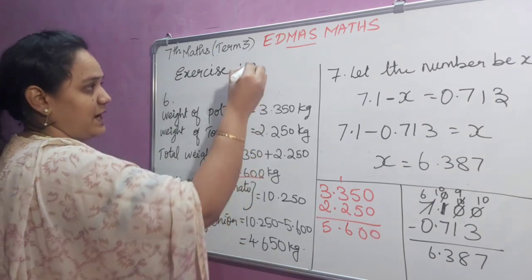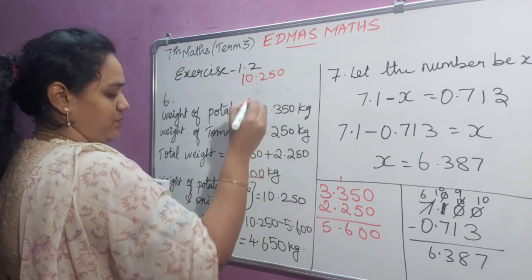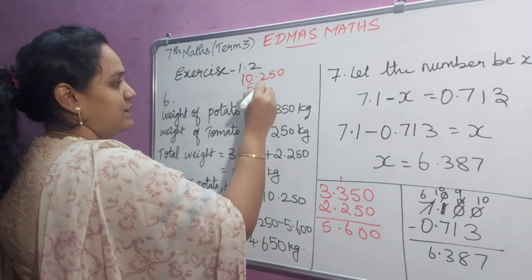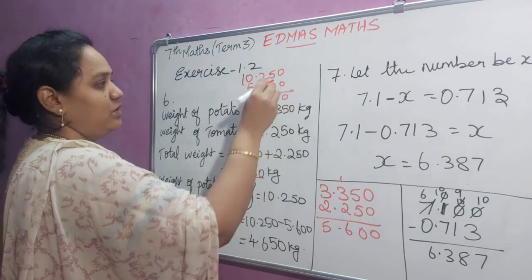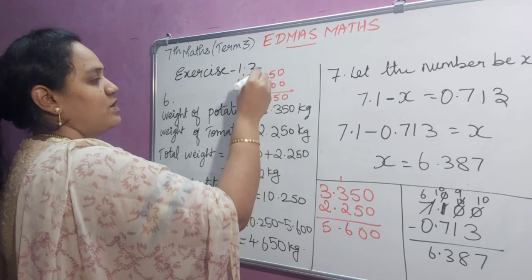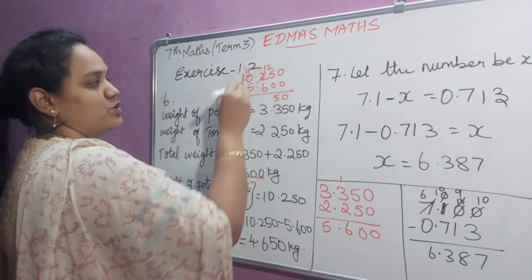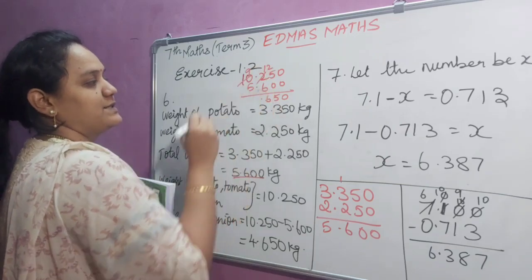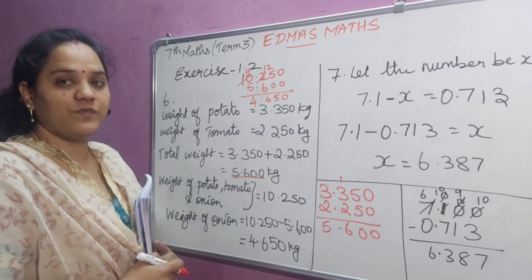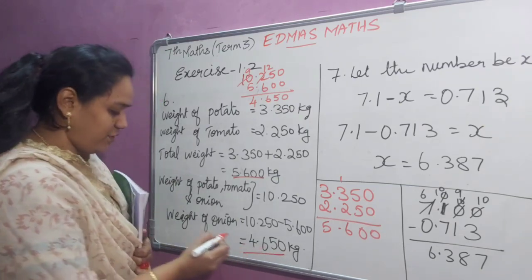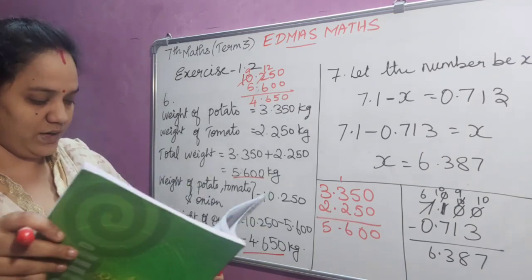So we have to subtract, that is 10.250 minus 5.600. Okay, so 0 minus 0 is 0, 0, 0. So 5 minus 0 is 5. So 2 minus 6, here it will become 9, this will become 12. 12 minus 6 is 6. So 9 minus 5 is 4. So the answer is 4.650 kg. This is the total weight of onion alone. Is it clear? So the next question, the 7th one.